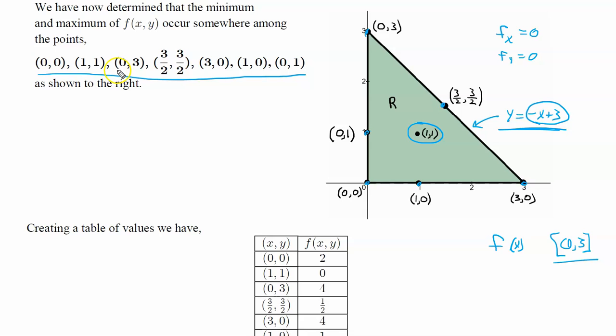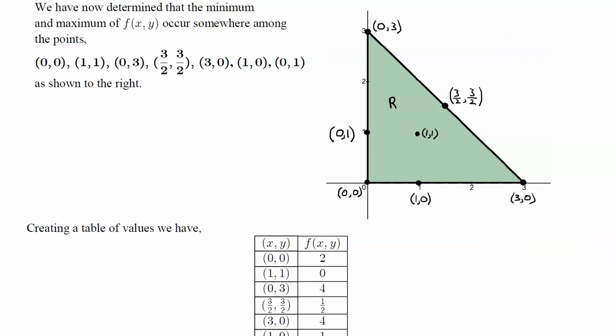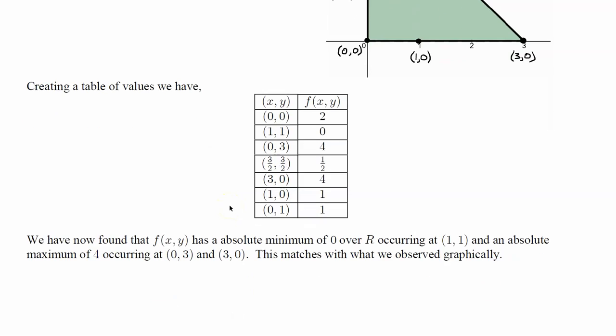Okay, now all we have to do is test f at each of these points, pick out the biggest and smallest values. And that's what we're doing down here. So here's the function value at each of those points. Obviously, the smallest value is 0 at (1, 1). And the largest value is 4. So here's our max. And we also have another max right here. And this one was our minimum. And so we have two maxima occurring at (0, 3) and (3, 0).